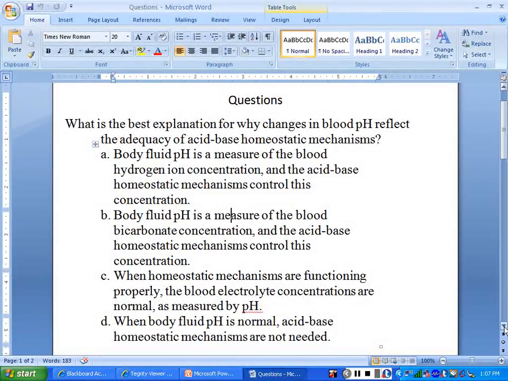What is the best explanation for why changes in blood pH reflect the adequacy of acid-base homeostatic mechanisms?